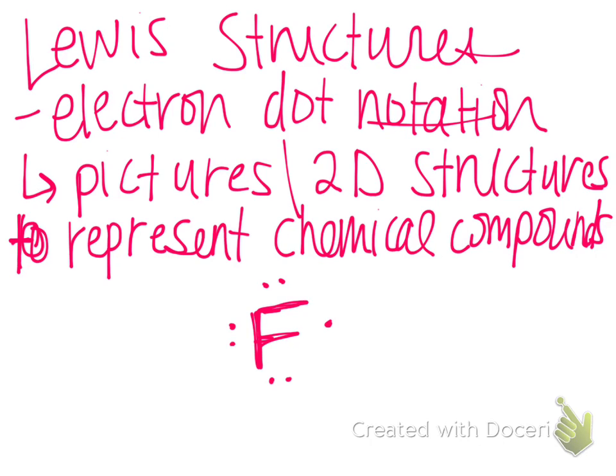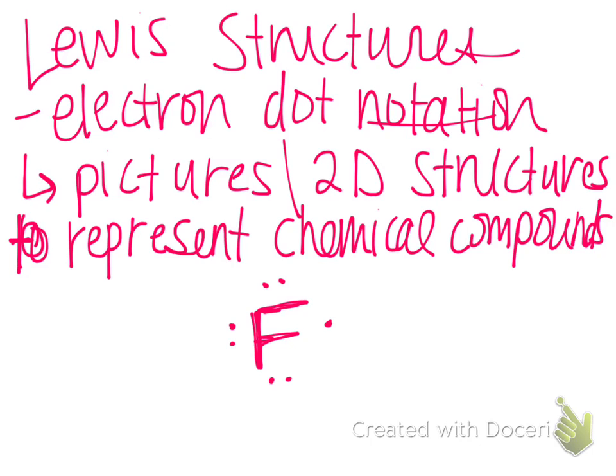Electrons are indicated by dots. Does it matter where you start? Doesn't matter where you start. And most of the time we want our electrons in pairs. But fluorine has an odd number, so we don't have a pair there. Most of the time we want them in pairs.